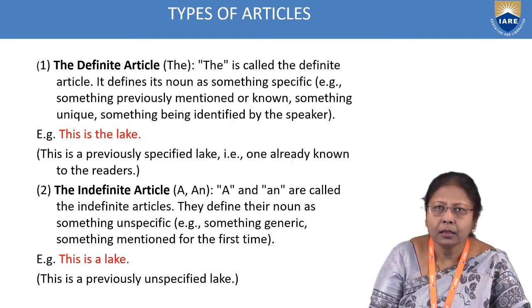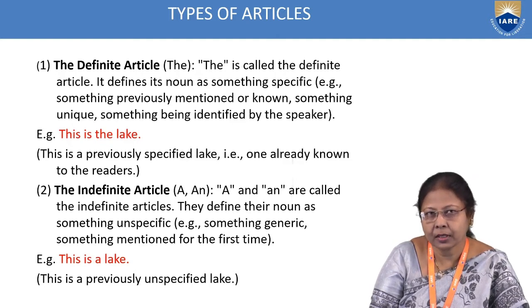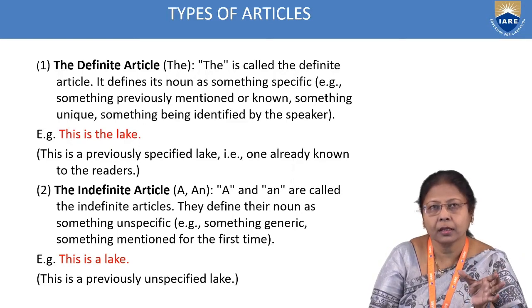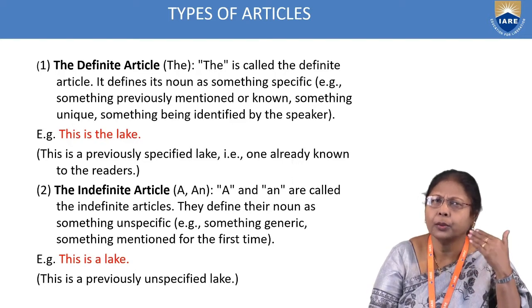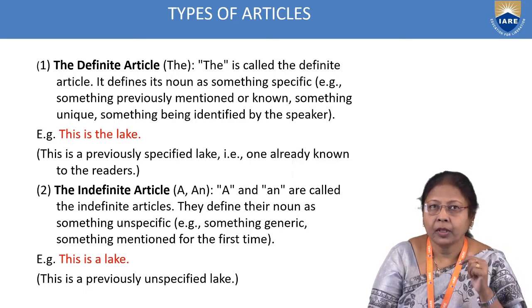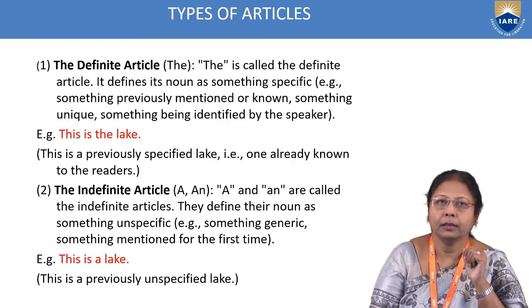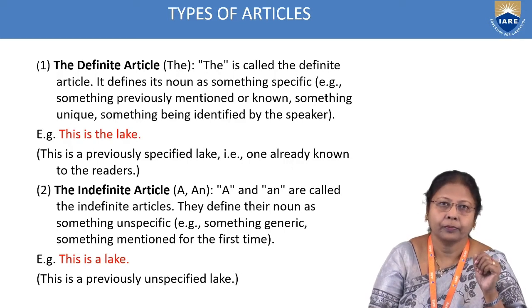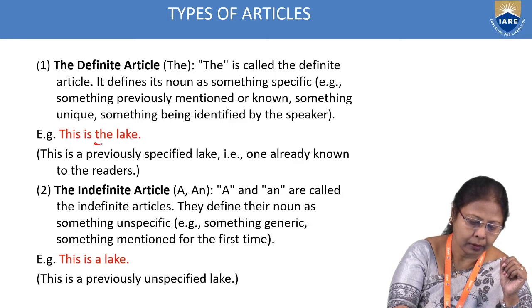Here, the is the definite article, where it defines its noun as something specific. When we have something which is specific in the sentence, if you emphasize something, or which is very unique, and which is something to be identified by the speaker, then we can go with the definite article the. Take an example. This is the lake. The lake. Here I have given the example.